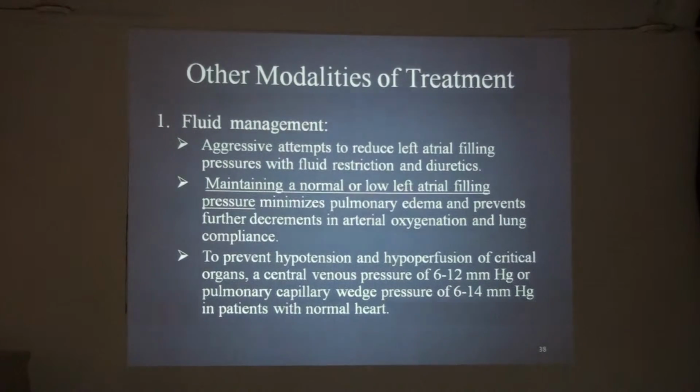Now the other modalities of treatment apart from ventilatory management. Fluid management. There are aggressive attempts to reduce left atrial filling pressure with fluid restriction and diuretics, but the target should be to maintain a normal or low left atrial filling pressure. It reduces pulmonary edema and prevents further detriments in the arterial oxygenation and lung compliance. To prevent hypotension and hypoperfusion of the critical organs, a central venous pressure of 6 to 12 mm of mercury or pulmonary capillary wedge pressure of 6 to 14 mm of mercury in patients with a normal heart.